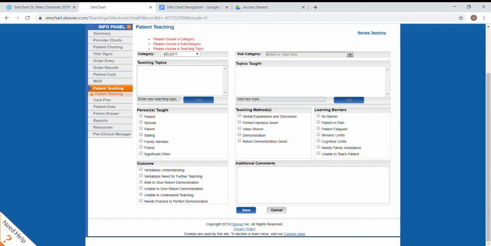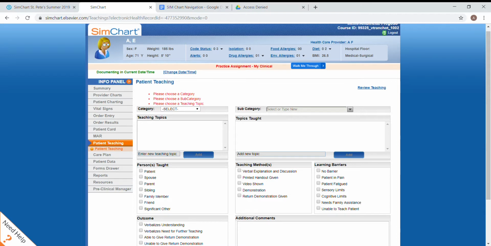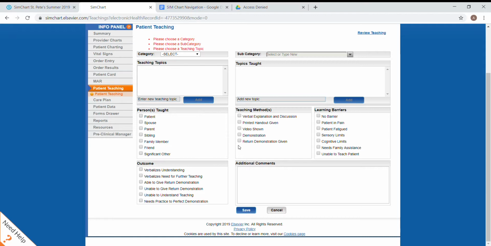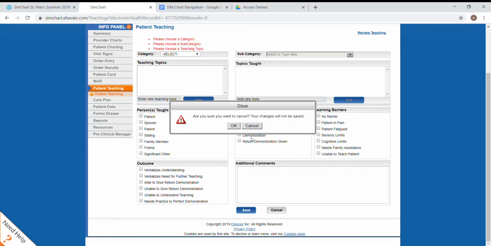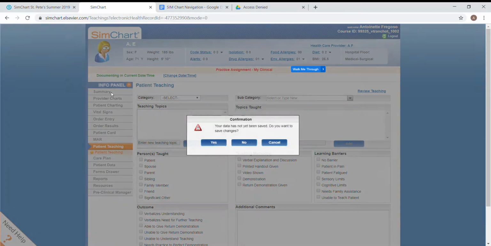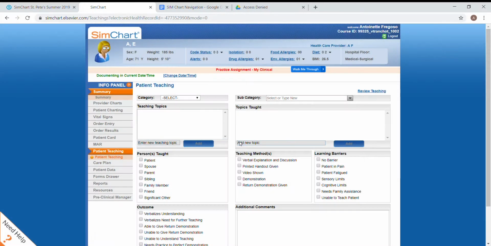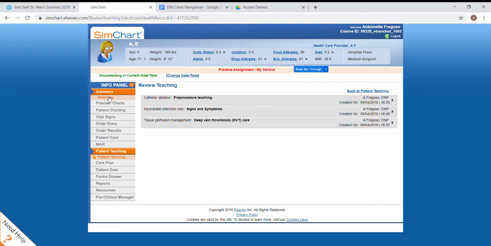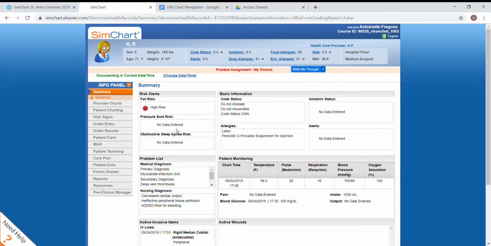Now, to kind of close everything up, I want to show you the summary. Save changes, yes. Okay, I get it. Review. I educated them on all these things. Now I'm going to go to my summary, just so you can see everything that we just did.